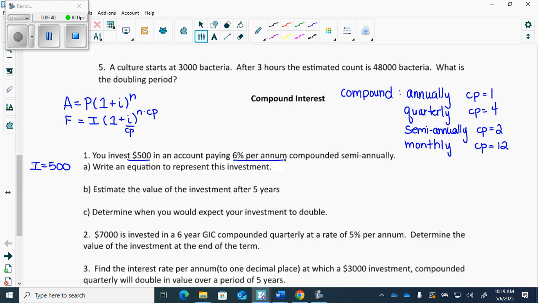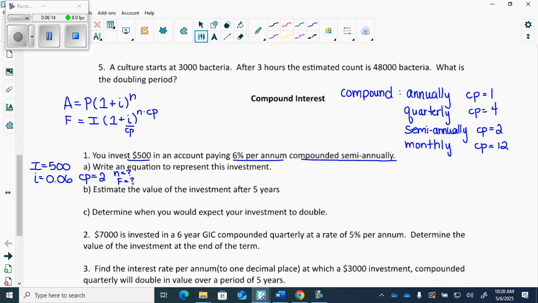What is 6% as a decimal? 0.06. So our little I didn't change. It's still 0.06. It compounds semi-annually. So what's our CP? 2. They just want us to write an equation. We're not solving anything else because we don't know N and we don't know F, correct? And if we don't know more than one thing, we can just set up an equation. So we don't know N and we don't know F.